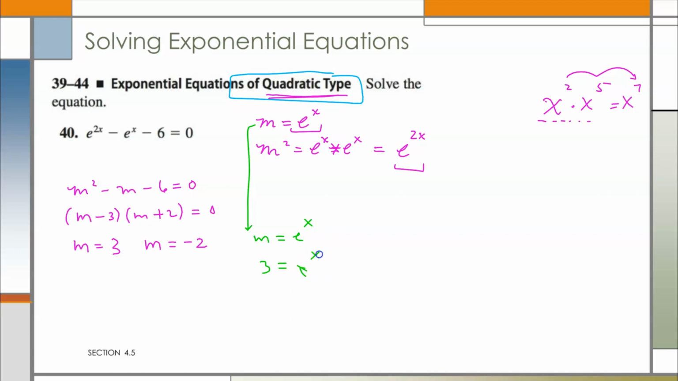What's happening with the pen? Let's try one more time. 3 is equal to e to the x. And also negative 2 was equal to e to the x.